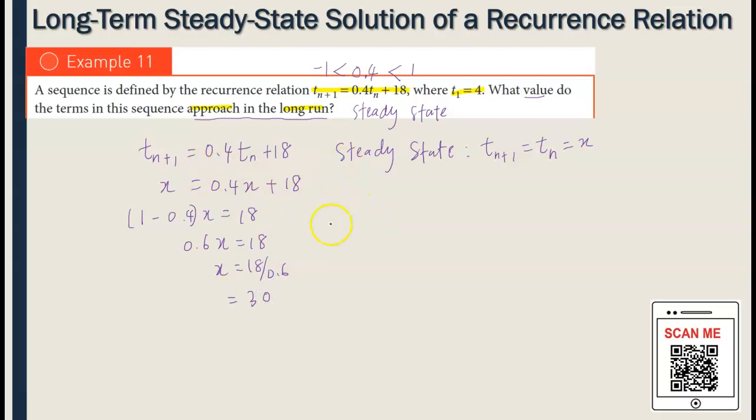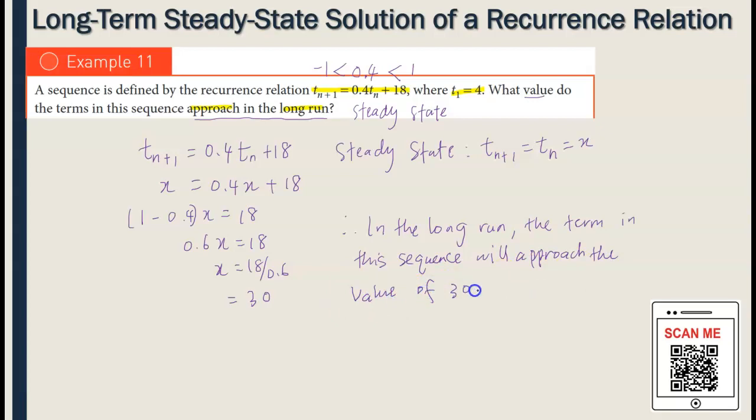Therefore, in the long run, the term in this sequence will approach the value of 30.